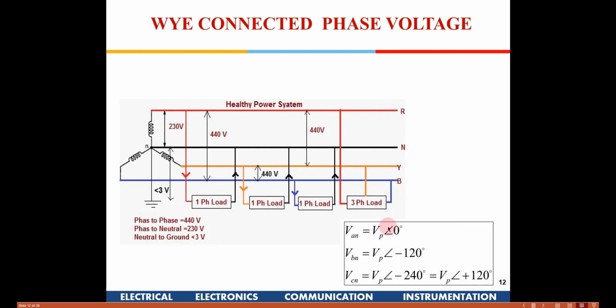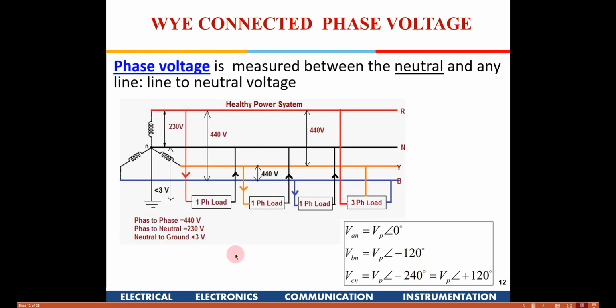So these are known as the phase voltages, VP at 0, minus 120 and minus 240. The phase angle changes, whereas the magnitude remains the same. The angle with respect to each other, they are 120 degrees apart. Similarly, this is the phase voltage. It is measured between the neutral and the line. So line to neutral voltage is known as the phase voltage.